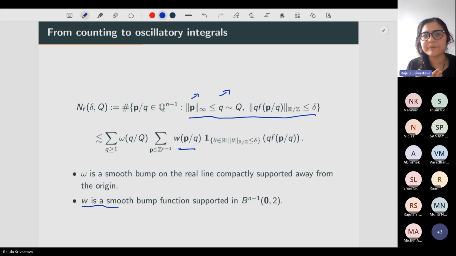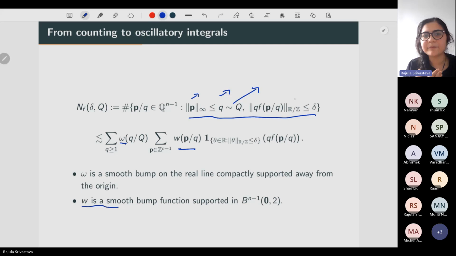For the second one, we want to capture the condition that the size of my denominator should be roughly of size big Q, dyadically. So you take another smooth function omega, which now lives in an annulus, say an annulus of size 1/2 to 4. And then this would capture the second condition. So these are just some standard things which make us more comfortable as analysts. But now, again, the third condition is the most crucial one.